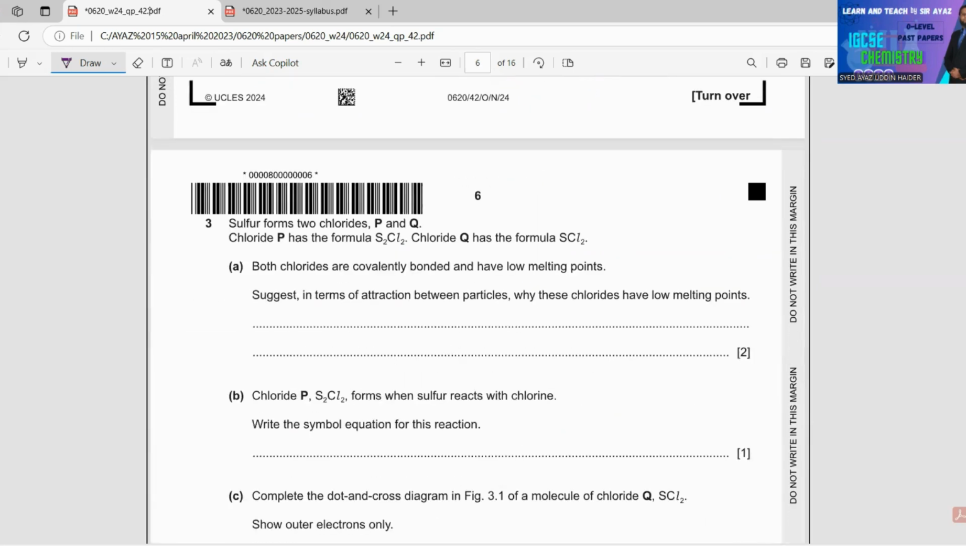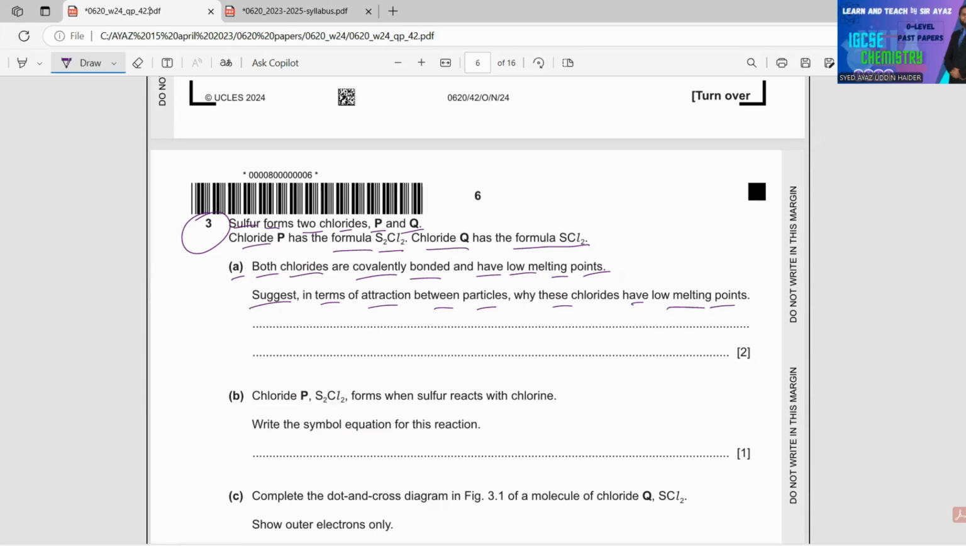Moving to next part, which is question number 3. Sulfur forms 2 chlorides, P and Q. Chloride P has a formula S2Cl2 and chloride Q has a formula SCl2. A. Both chlorides are covalently bonded and have low melting points. Suggest in terms of attraction between particles why these chlorides have low melting points.